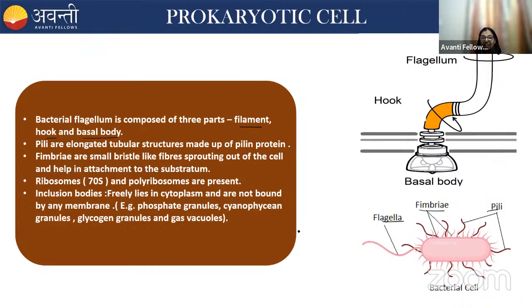Prokaryotes also have inclusion bodies. Inclusion bodies are special structures that hold reserve material and lie freely in the cytoplasm. These inclusion bodies include phosphate granules, cyanophycin granules, glycogen granules, or gas vacuoles. Gas vacuoles are found in purple and green sulfur bacteria and in blue-green algae, and they provide buoyancy to the bacteria. In prokaryotes, the ribosomes are 70S.